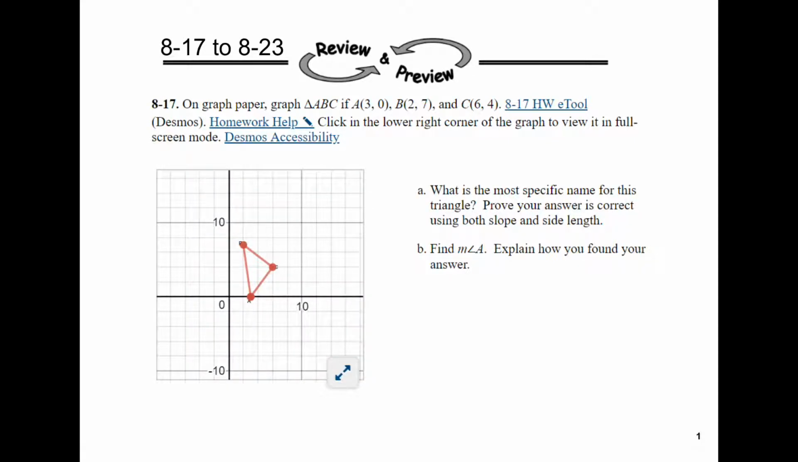Hello, this is Mrs. Edwards, and we are going to work through the review and preview problems in the CCG book, numbers 817 to 823.